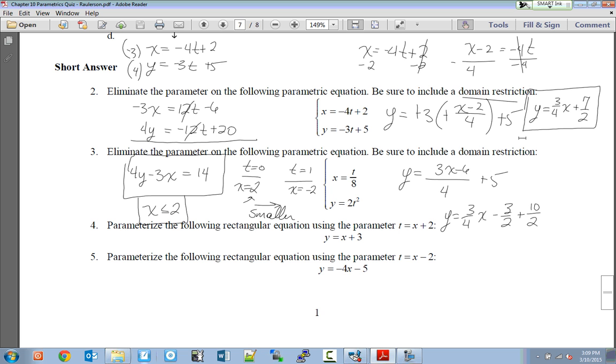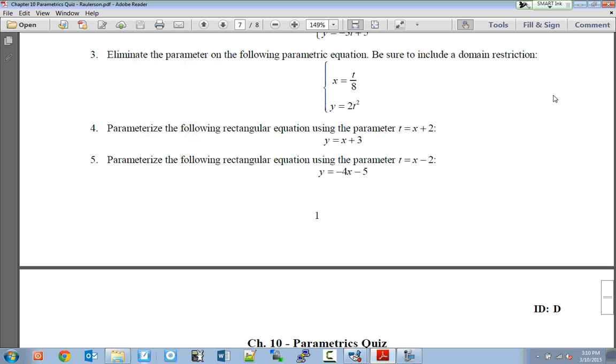Right, so in this case, whichever equation you got, whether you got y equals 3/4 x plus 7/2, or whether you solved it down and got 4y minus 3x equals 14, your domain restriction for both of them should be x is less than or equal to 2. All right, less than or equal to 2. All right, so that's how you do number 2. Moving on to number 3.